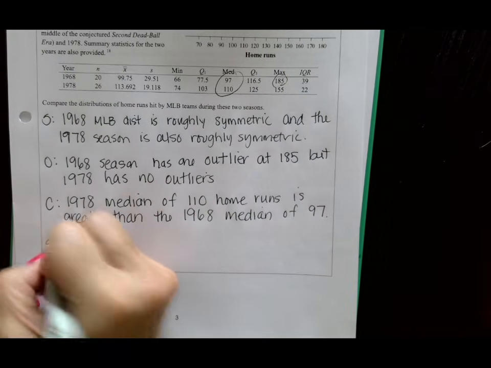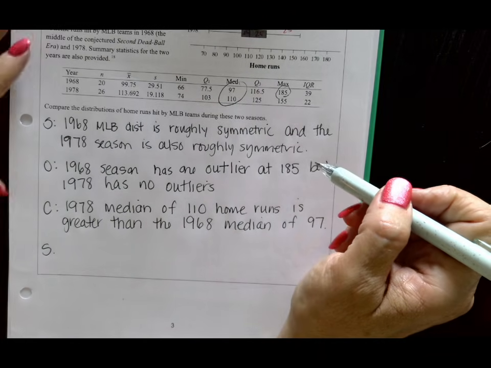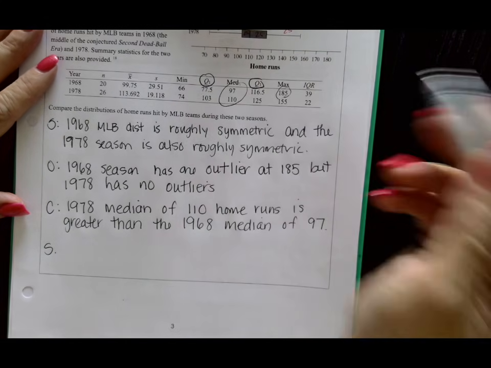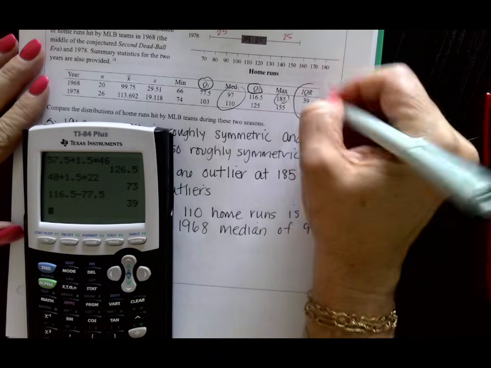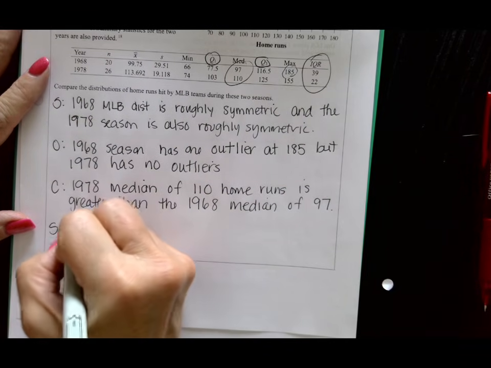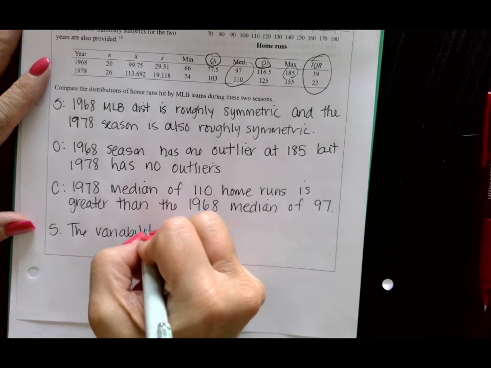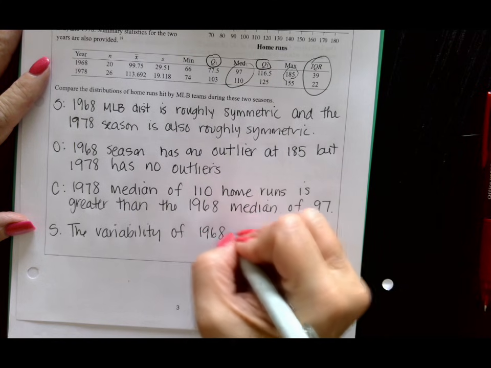And now I'm going to talk about my spread, my variability. If I look at this, because I'm dealing with median, I would look at IQR. So my IQR here, I'm going to plug this in my calculator. 116.5 minus 77.5. Sorry, 39.